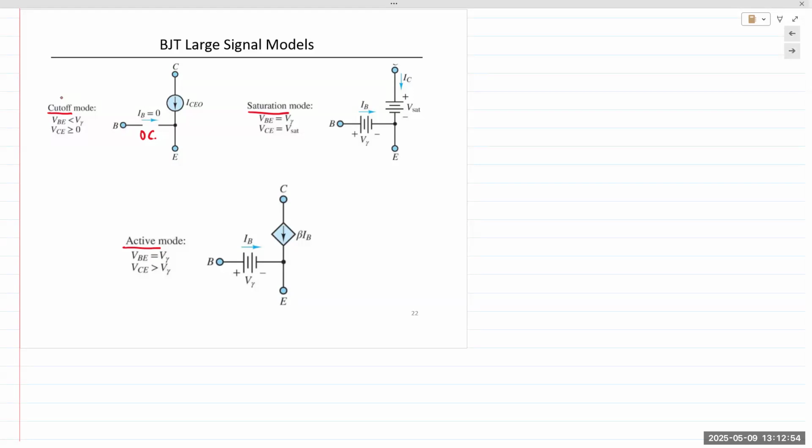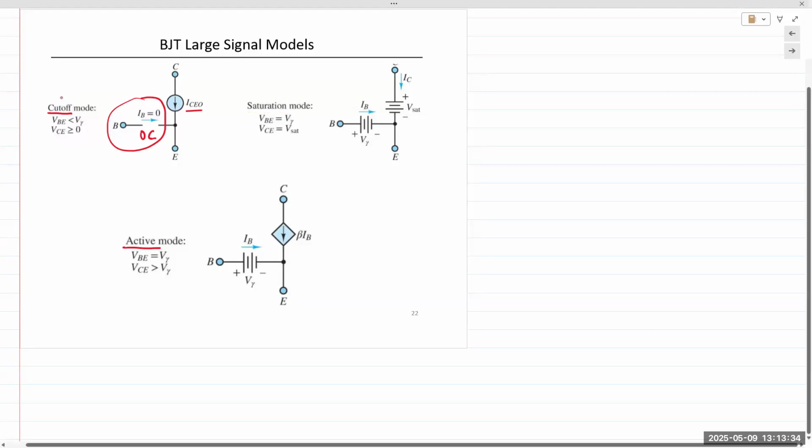Again, base-emitter is reverse biased, so there are no charge carriers being generated. The only carriers flowing through are the minority carriers, right? And so we can represent the base as an open circuit, and there's a very small current that flows between the collector and the emitter, known as ICEO. This is similar to the reverse saturation current, so very, very small. Technically, ICEO means the collector-emitter current when the base is open. All right, so that's the cutoff mode.